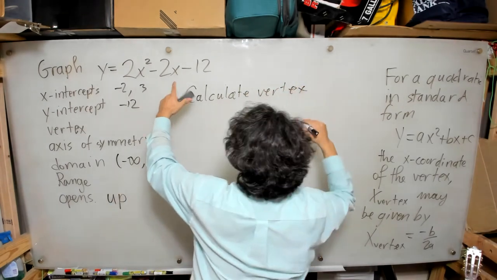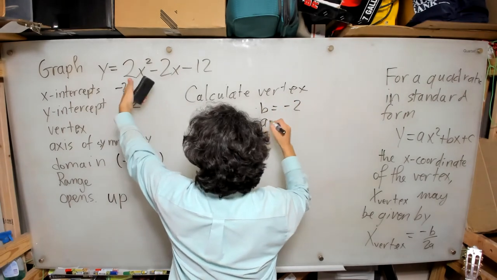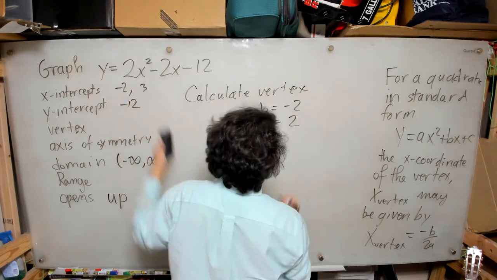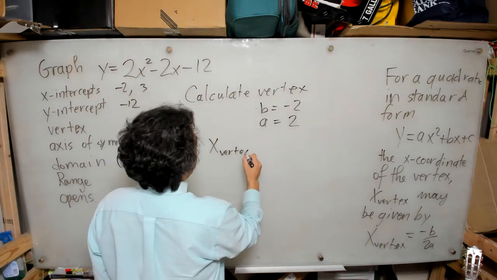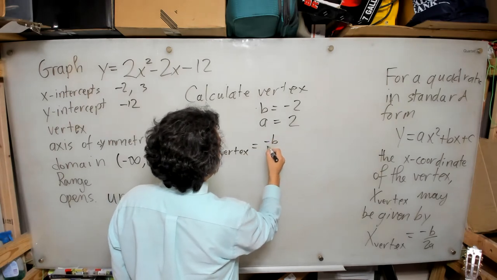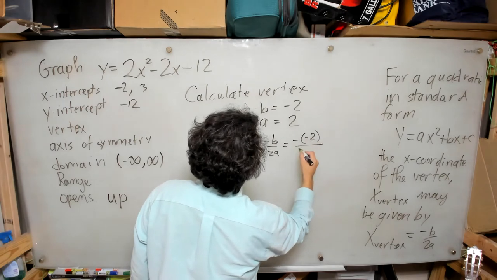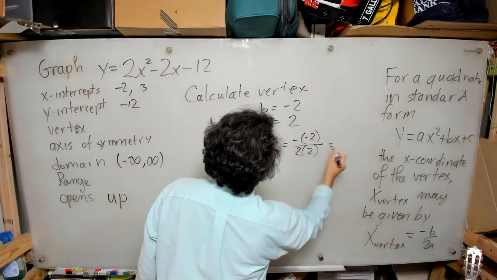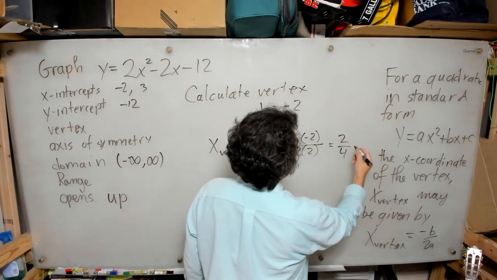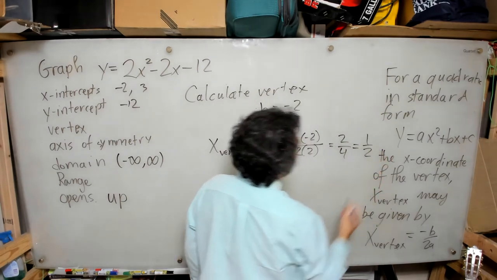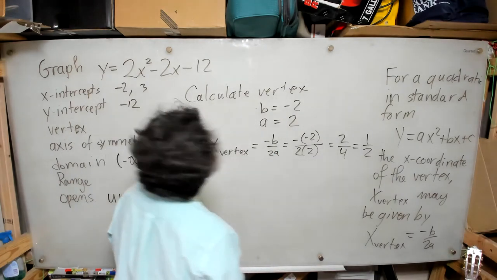In our case, we can tell that our b is equal to negative 2 and our a is equal to positive 2. So we can use our formula. Our x of our vertex is equal to negative b over 2a, which is going to be negative of negative 2 divided by 2 times 2. Negative of negative is positive 2. 2 times 2 is 4. And we know that that simplifies to 1/2. Okay. So we have our x coordinate of our vertex.